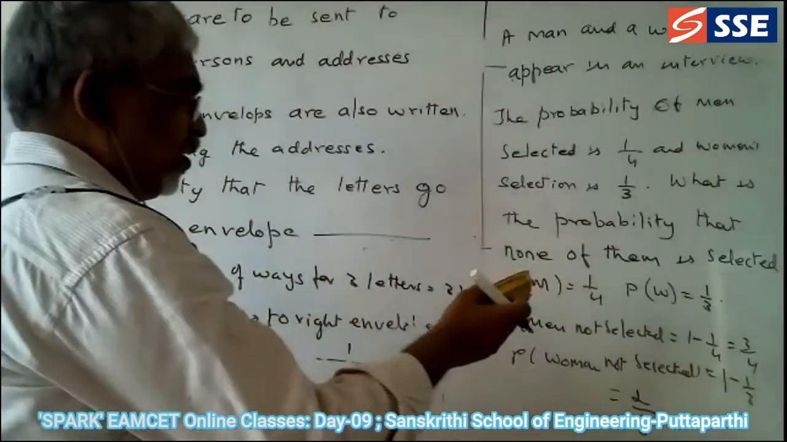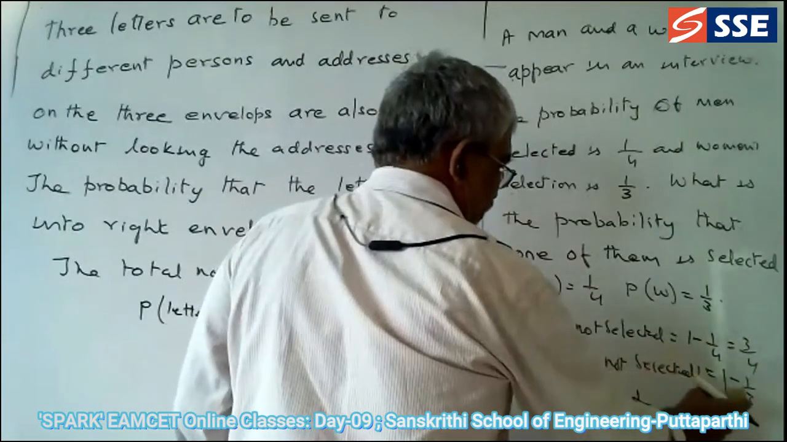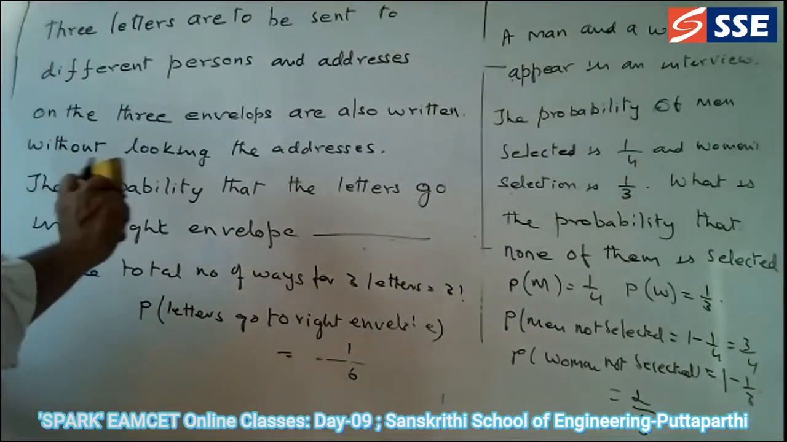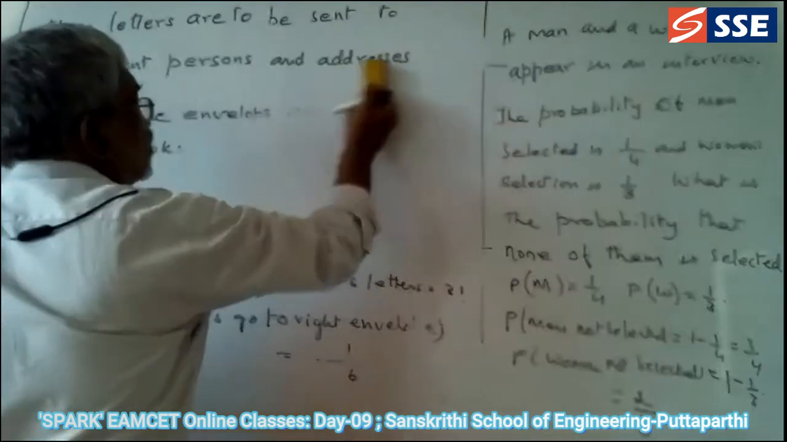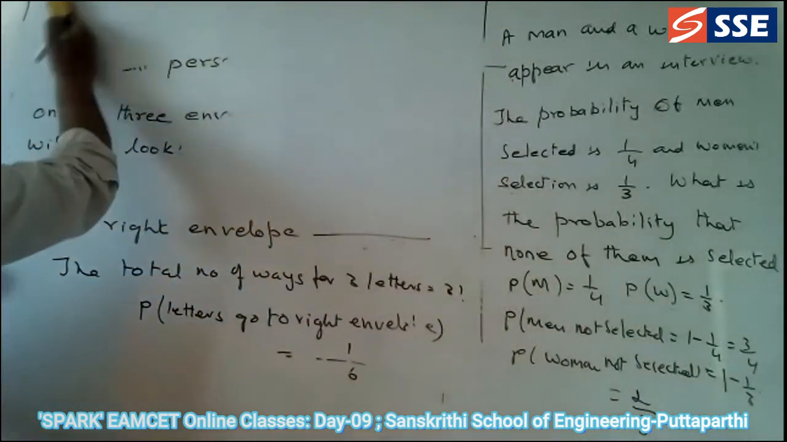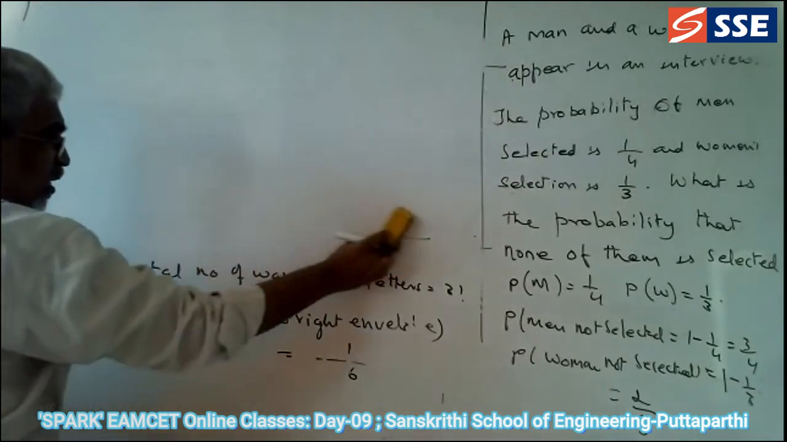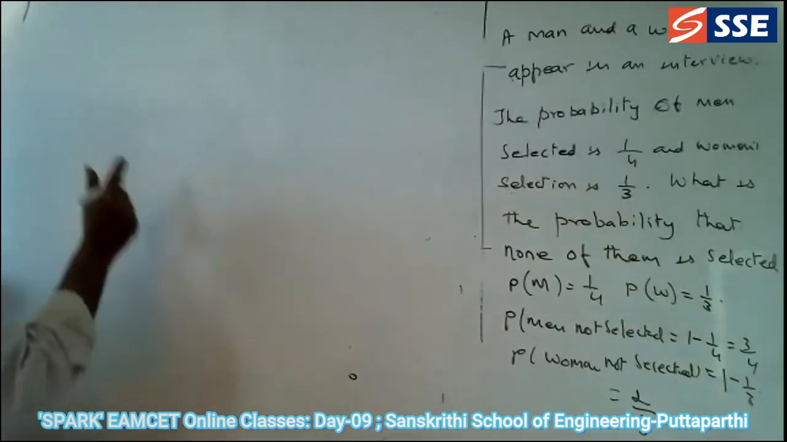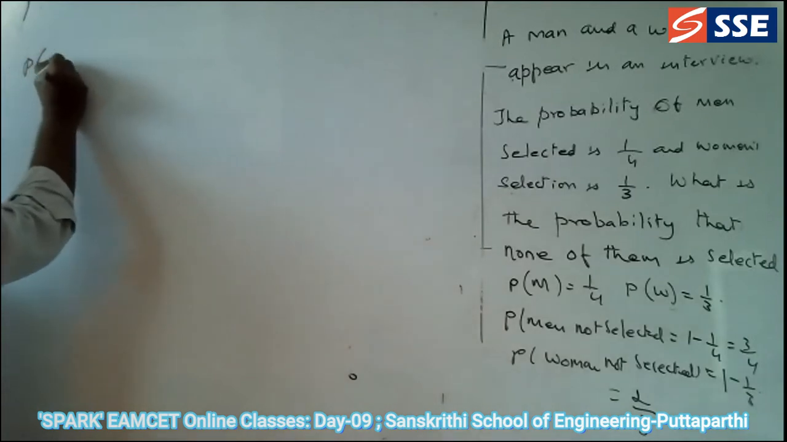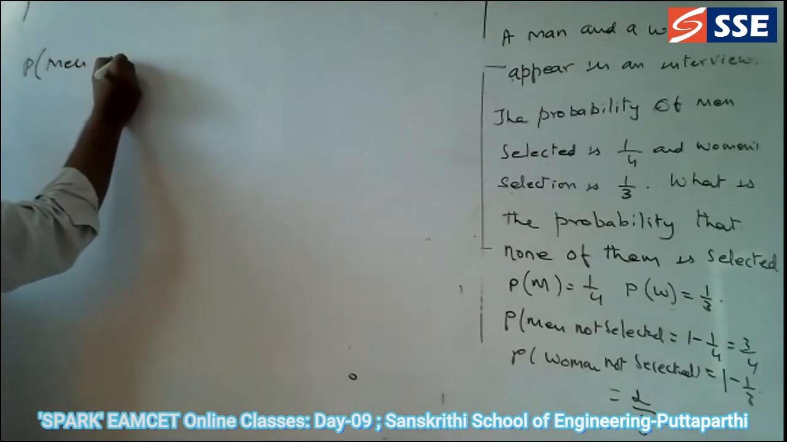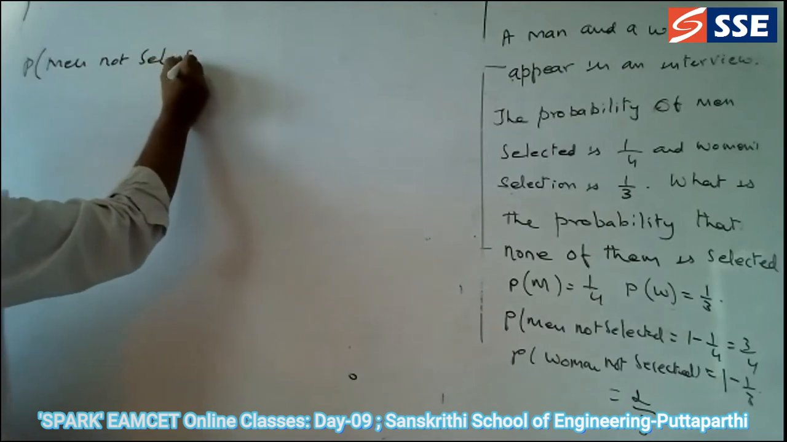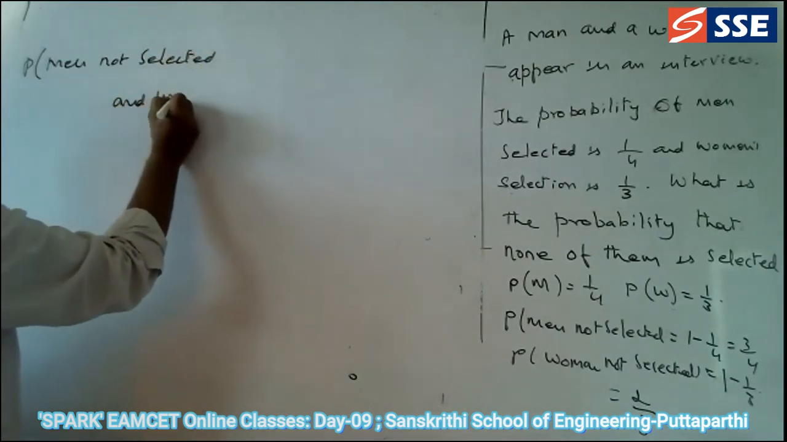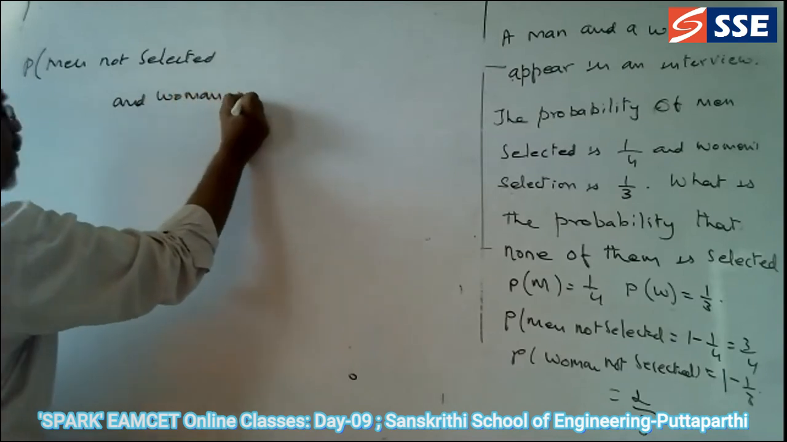So not selected, we got 3 by 4. Woman not selected is 3 by 4. Since they are independent, they are given men and woman not selected. So probability of men not selected and probability of woman not selected.